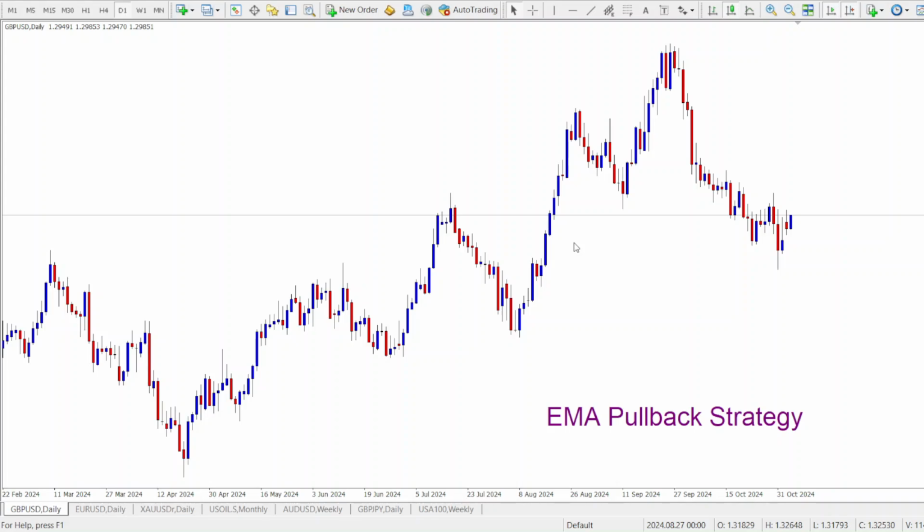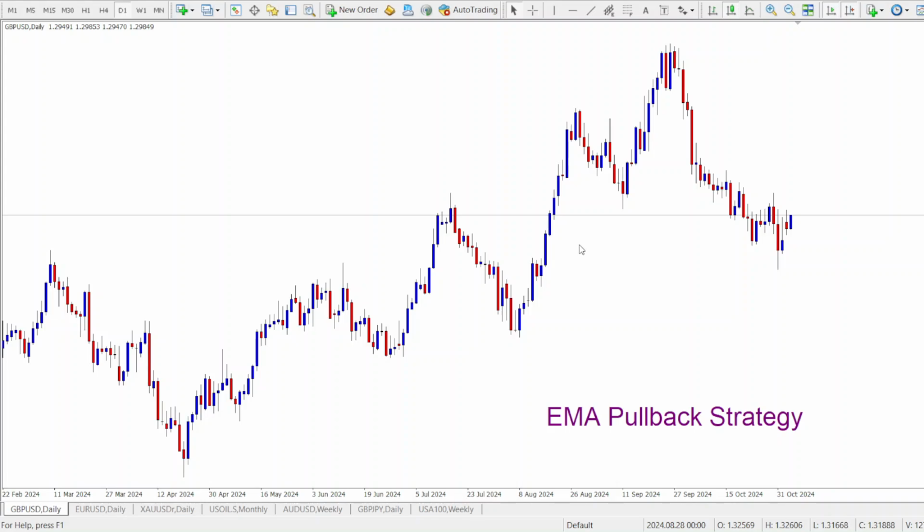So let us start by breaking down what an EMA is. EMA stands for exponential moving average. Unlike the simple moving average, which treats all past prices equally, the EMA gives more weight to the most recent prices. This makes it more responsive to new information, which is essential for trading. Why is this important? In the fast-paced world of Forex trading, having a tool that reacts quickly to price changes can give you a significant edge.